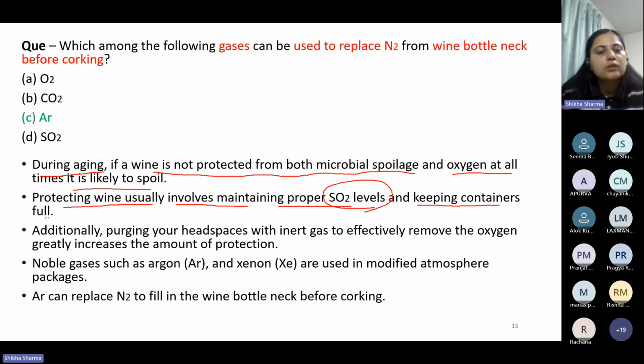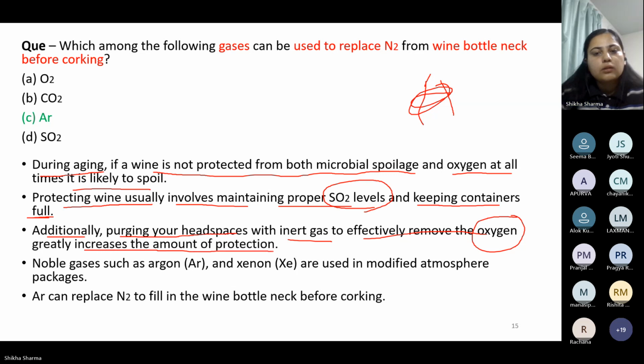Why do we keep containers full? So that there is no oxygen in the headspace gas. Additionally, purging your headspace with inert gases effectively removes oxygen. So we purge the neck of the wine bottle. This is the wine bottle, and there is the neck portion, the headspace portion. There we remove oxygen, so that we can protect the wine.